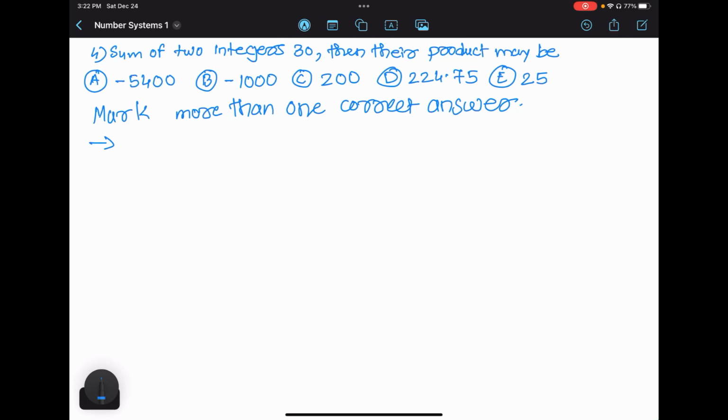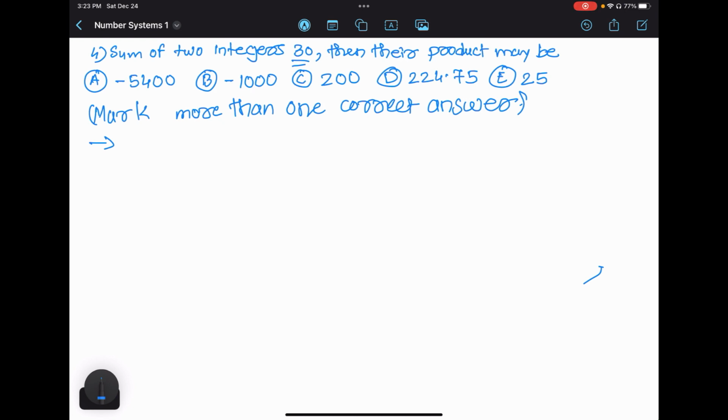So let's move forward with the next problem from the chapter number systems. Here we have a sum which says the sum of two integers is 30 and then their product may be... So we have to find the product out of five options. But one of the most important parts of this question is "mark one or more correct answers." So there are multiple correct answers for this.